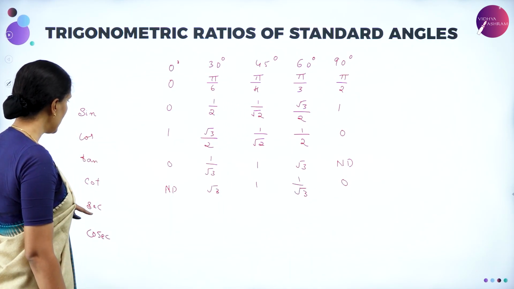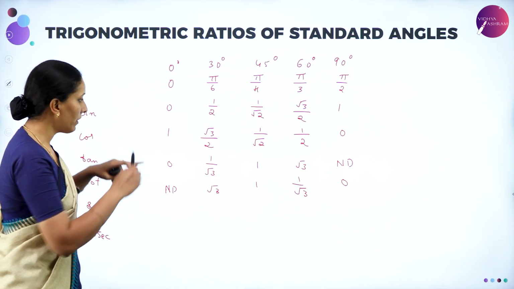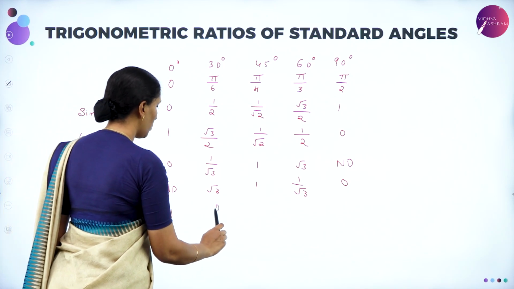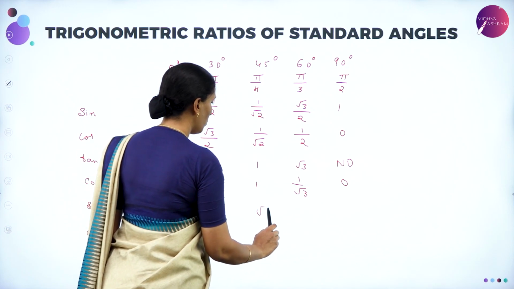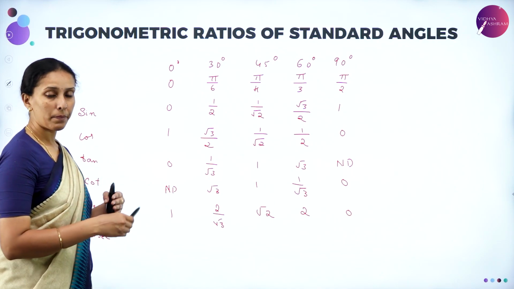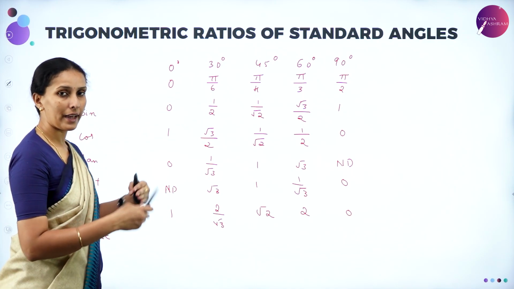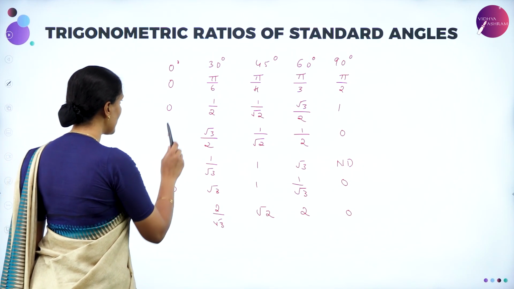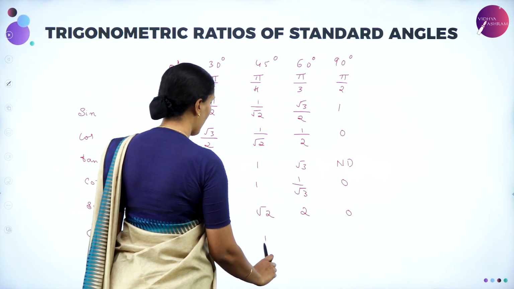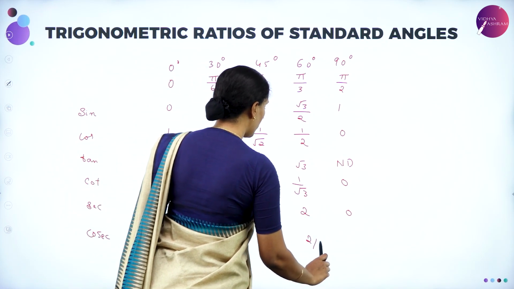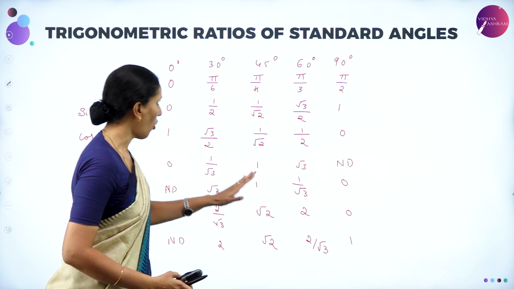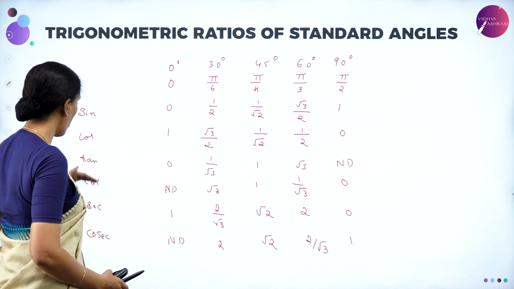Next we have secant. Secant is the reciprocal of cos. Whatever the value is for cos, you just reverse it for the secant. So, it is 1, 2 by root 3, root 2, 2 and 0. Similarly, cosecant is the reciprocal of sine. So, the value of sine is taken in the form of a reciprocal. Again it is 1 by 0, which is not defined. Then we have 2, then root 2, then 2 by root 3 and the last one is 1. So, these are the standard values of the standard angles of all 6 trigonometric ratios.